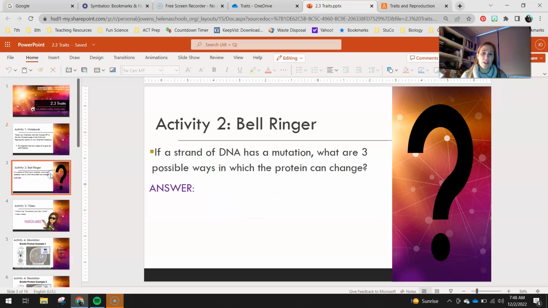Moving on to your bell ringer: if a strand of DNA has a mutation, what are 3 possible ways in which the protein can change? We dug into this a lot in 2.2. We looked at building the proteins and doing all those different mutations. We actually learned of 4 different things that can happen. Technically, only 3 of them are changes, as the 4th one is that nothing happens when we mutate that DNA, it stays the same. So what are the 3 possible changes we can see?